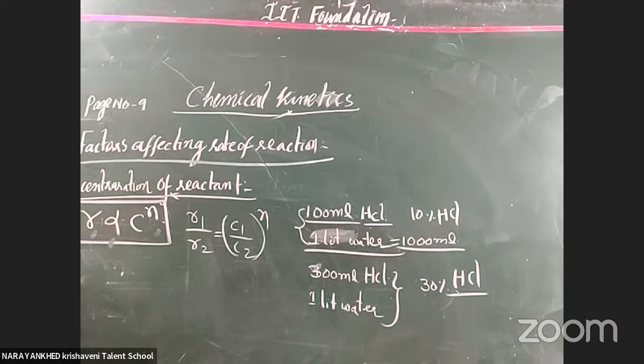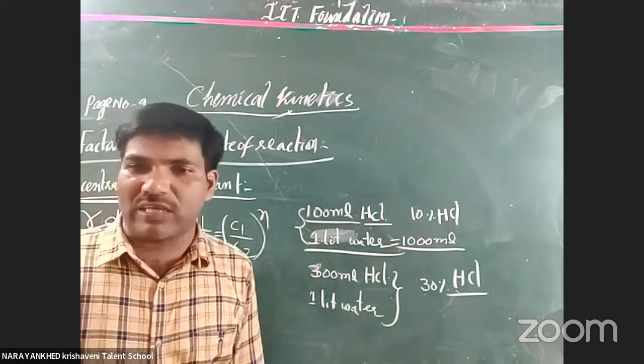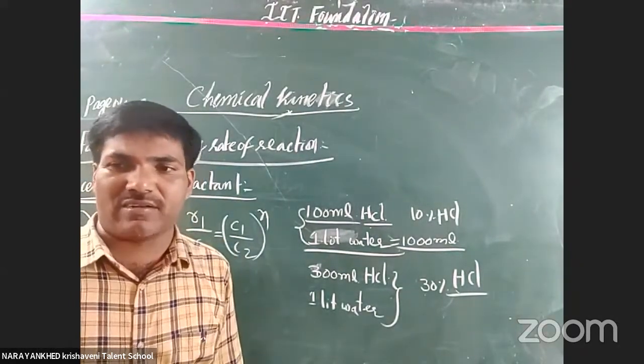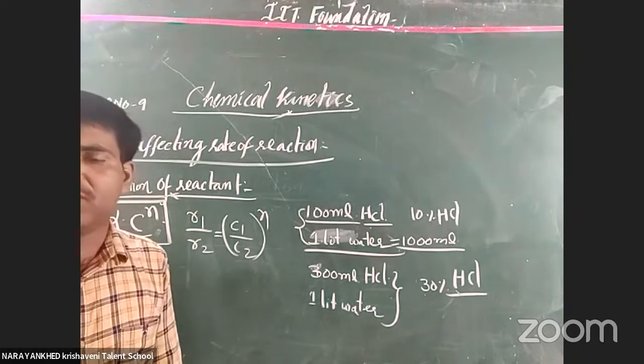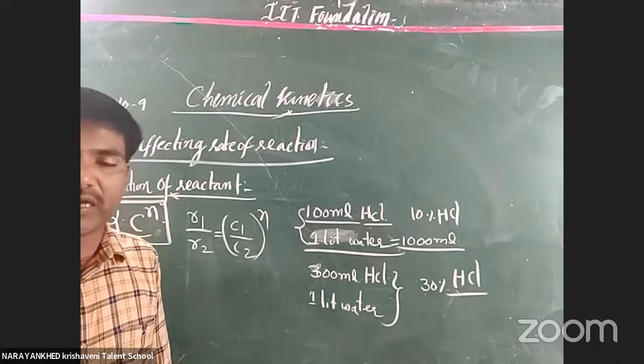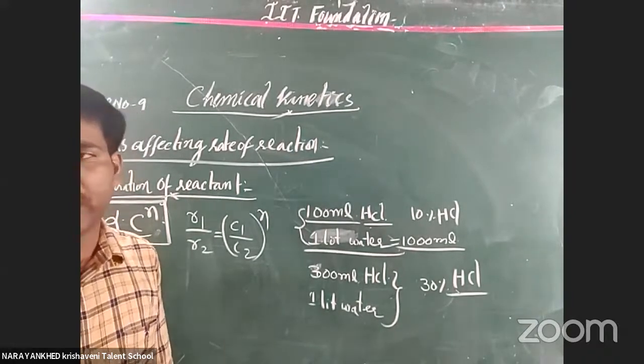Clear or not? Given two reactants, the reactant concentration somewhat increases or decreases, and they may ask what the rate of reaction is. Here R is the rate of reaction, C is the concentration of the reactant, and n is the order of the reaction. You know first order reactions, second order reactions, third order reactions. Then what is the order of the reaction? That plays the main role here.